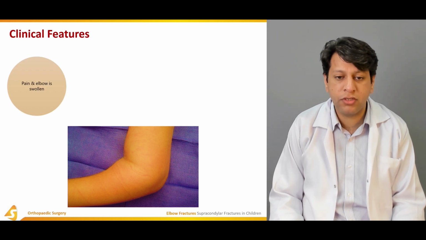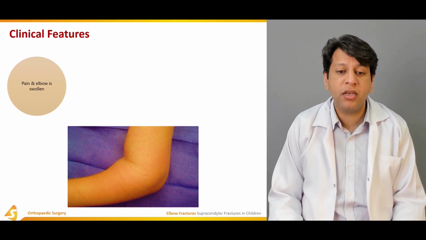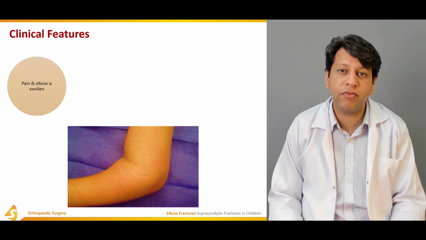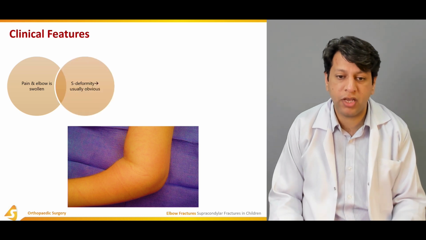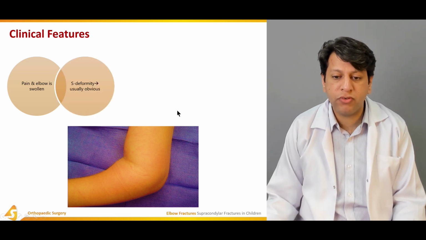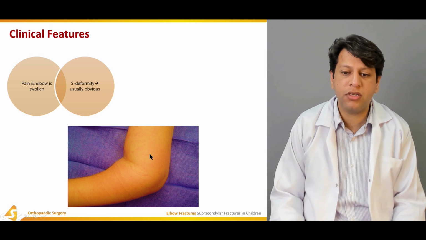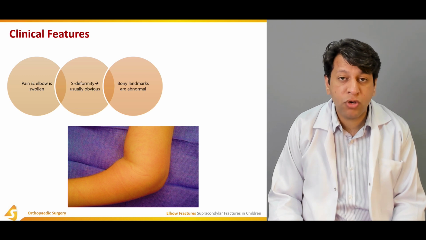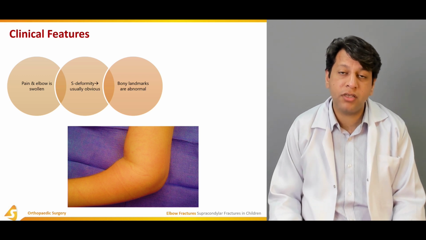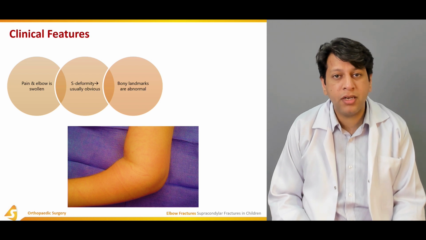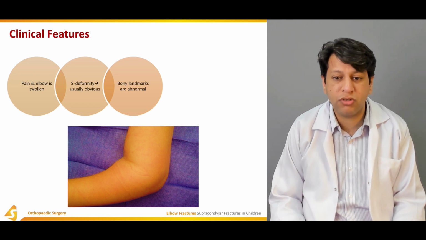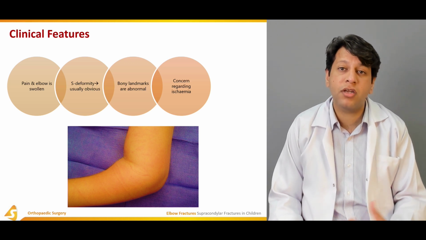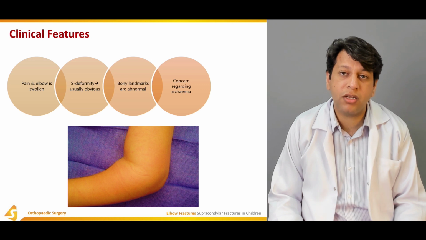Coming to the clinical features. The patient usually comes with pain and a swollen elbow, and has a history of either a fall on the outstretched hand or a fall on the flexed elbow. An S-type deformity, a subtle S, is usually seen around the elbow if there's a closed injury. Bony landmarks are abnormal, that is the triangle formed by the medial and lateral condyle of the humerus and the olecranon is disrupted. Concern regarding ischemia is sometimes present, especially if it's an anterior displacement leading to brachial artery injury as well.